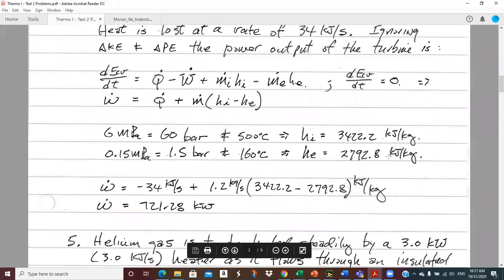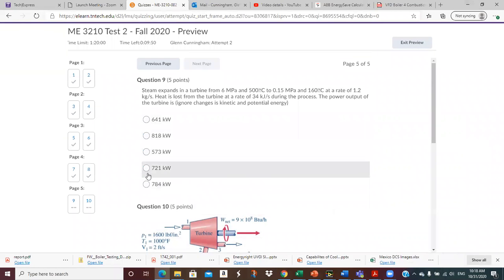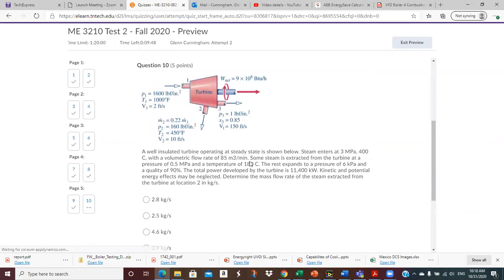Okay, 2792.8. So just plugging everything in. The heat transfer is negative because energy is lost from the control volume by heat, times 1.2 kilograms a second times the enthalpy difference. So this calculates to 721.28 kW. That's pretty straightforward.